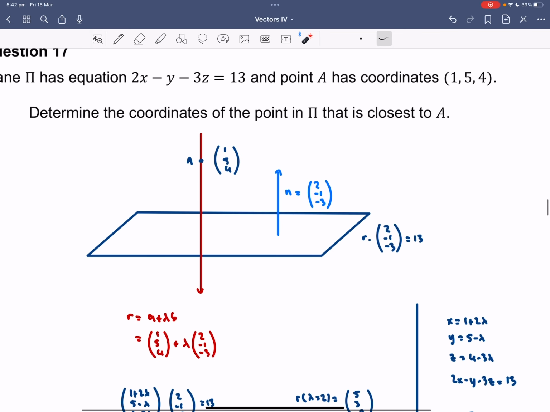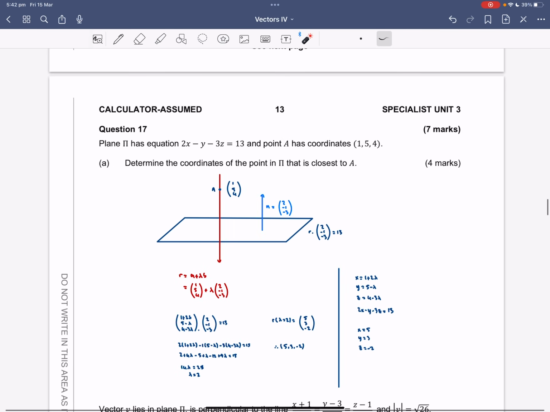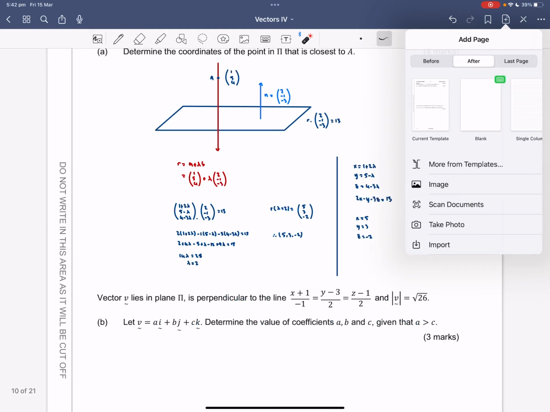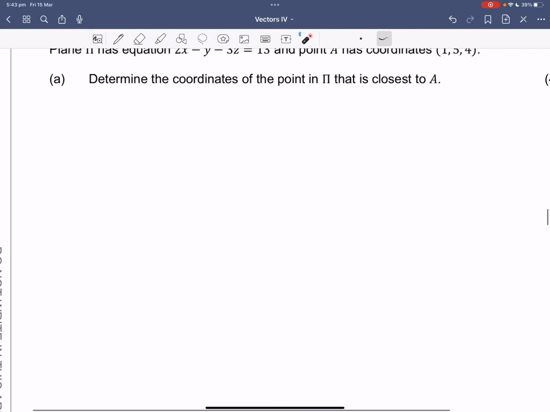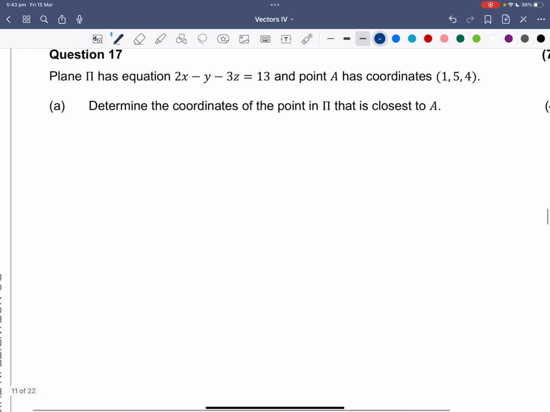Now remember, that is different to the alternative question. The alternative question is this: determine the minimum distance between the plane and A. That is the alternative question type.